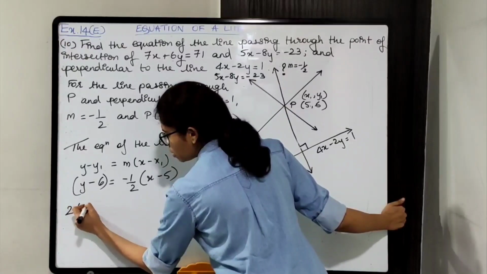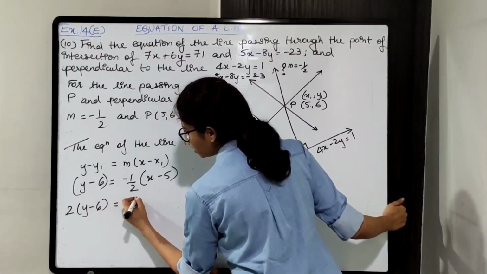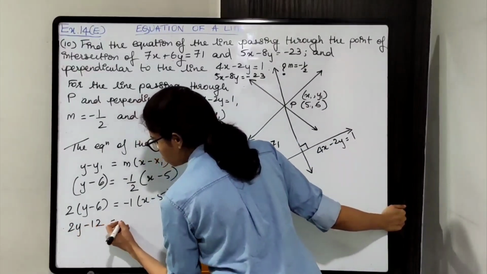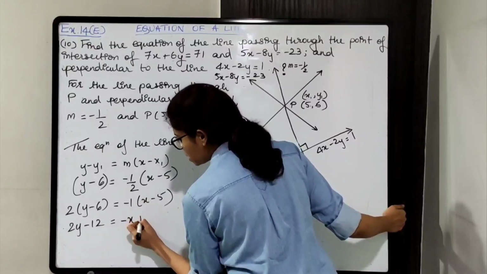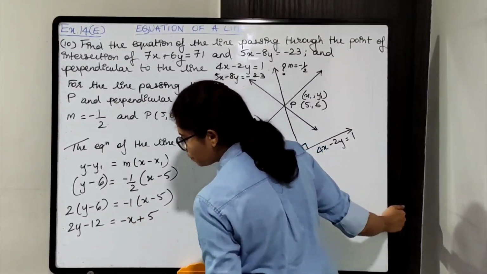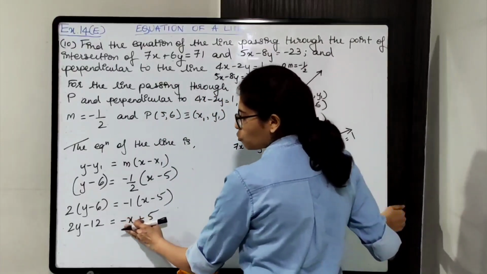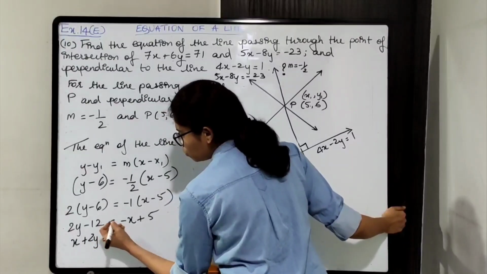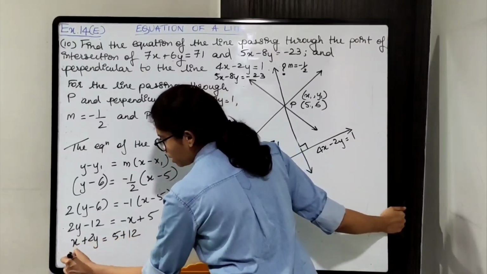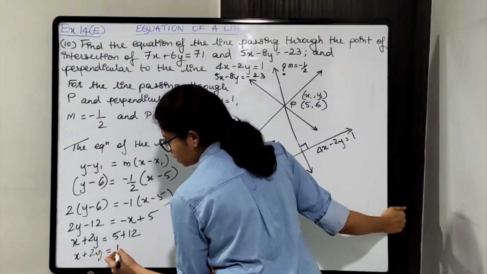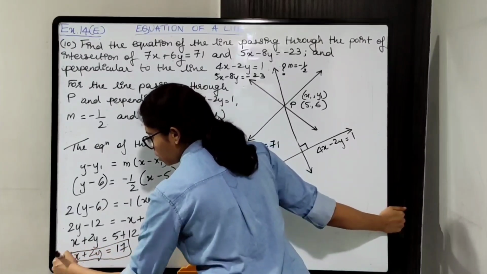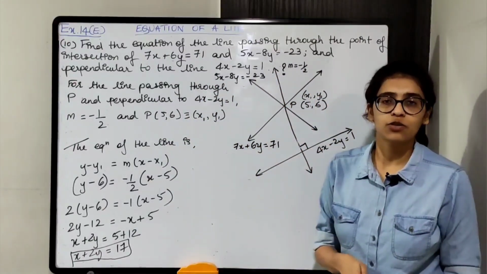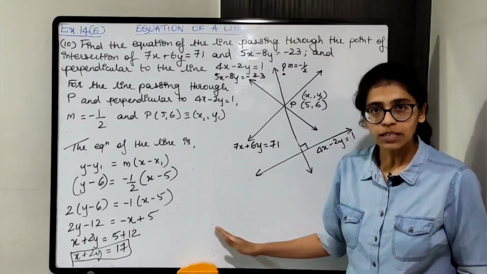Shift the 2, so it will be 2 into y minus 6 is equal to minus 1 into x minus 5. Opening the brackets, 2y minus 12 is equal to minus x plus 1 into 5, that is 5. X is negative, so I'm going to shift x over here and 12 over here. So x plus 2y equals to 5 plus 12, that is x plus 2y is equal to 17. Box it. This is the equation of the line passing through P and perpendicular to 4x minus 2y equals to 1. So write down the final statement after this.